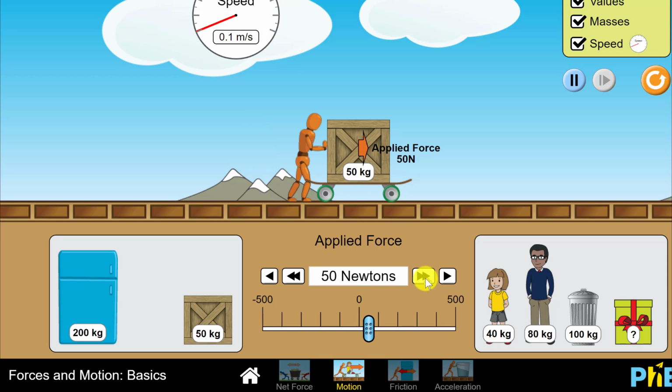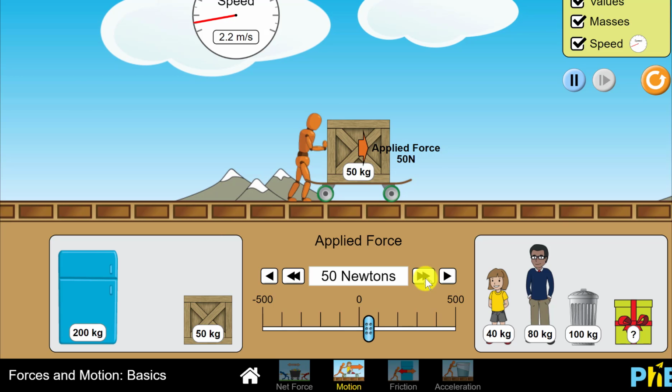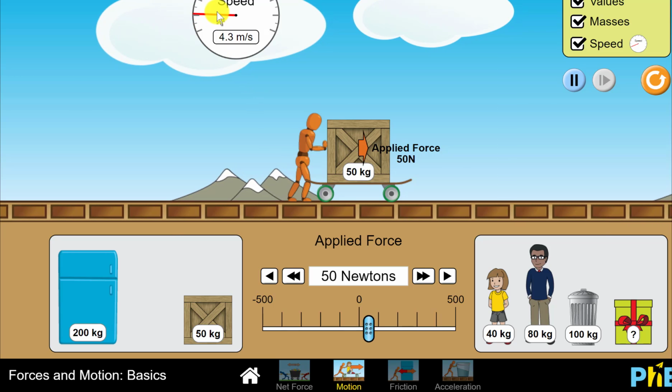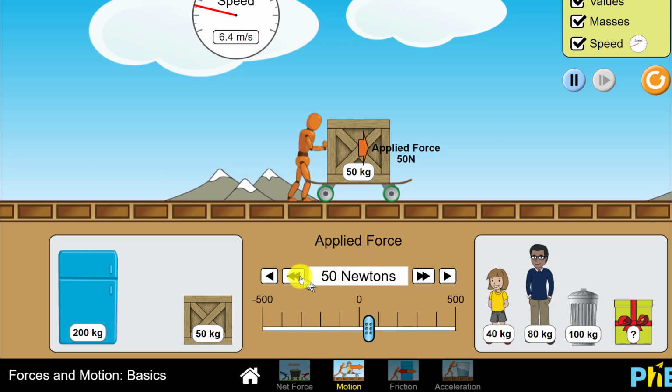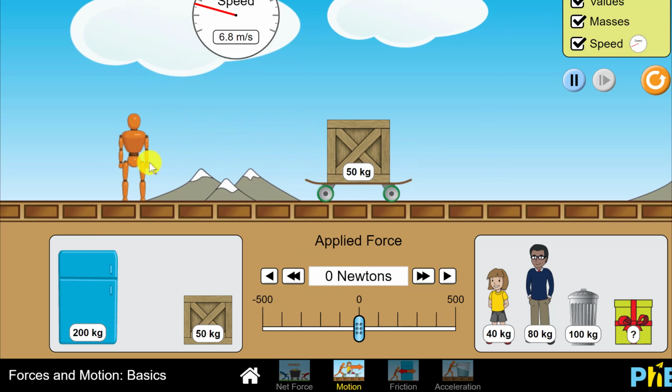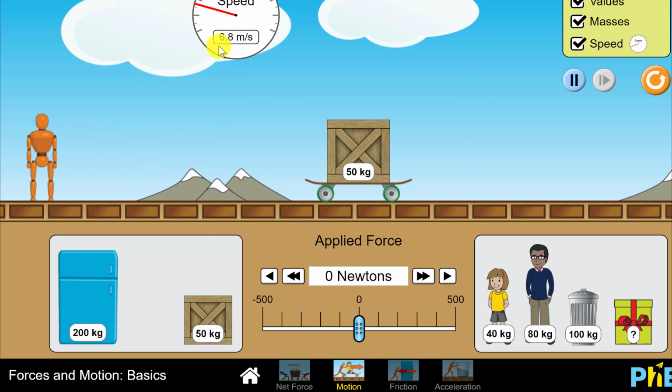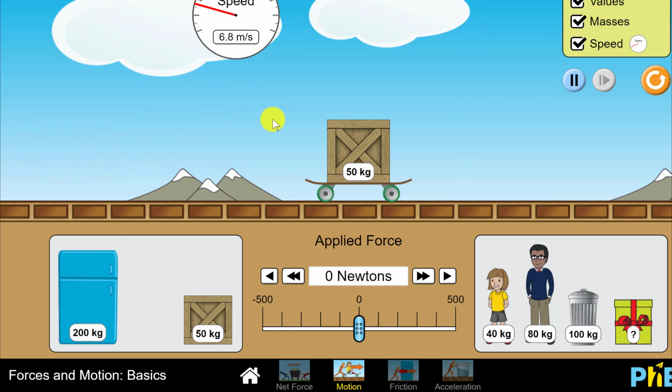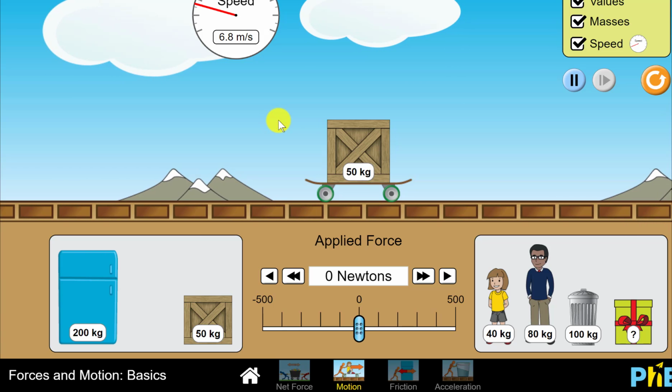If I push on it, let's push with 50 newtons, it starts to move. You can see the speed up. It's speeding up. And now I tell it not to do any force. There you go. He's not doing any force. He slides along. It's not changing in speed. So the object will continue to move.